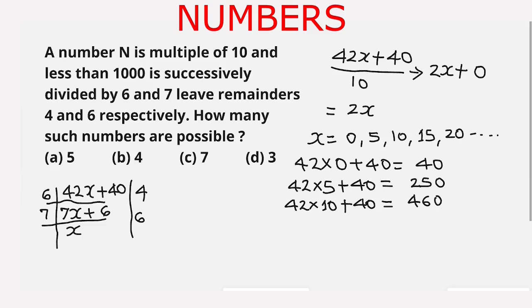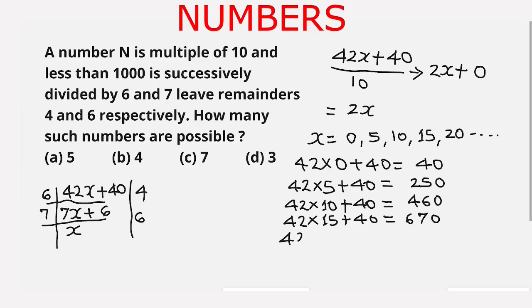Now we put the value of x equal to 15. So this is 42 multiplied by 15 plus 40. Now how to multiply 42 and 15 quickly? So please learn this fast calculation. 42 times 10 is 420 and half of 420 is 210. So 420 plus 210 is 630 plus 40 is 670.